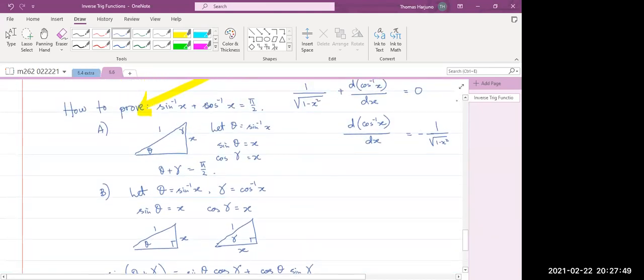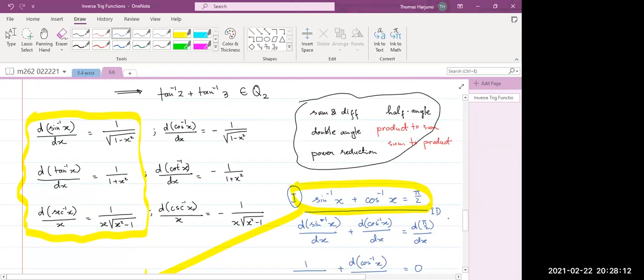Part A is visualization, but it doesn't anticipate what happens if x is actually a negative number. Let's say x is negative 1/2, then you cannot even draw the right triangle anymore, right? But once you memorize these three formulas here, then we are actually ready to go with the derivative and the integral.